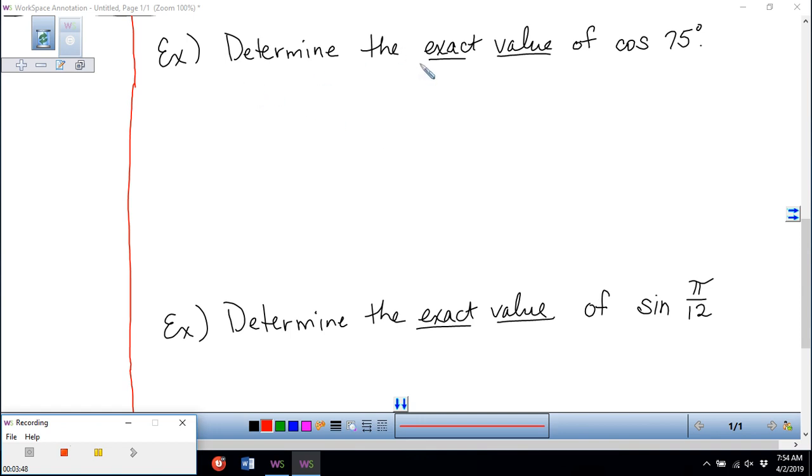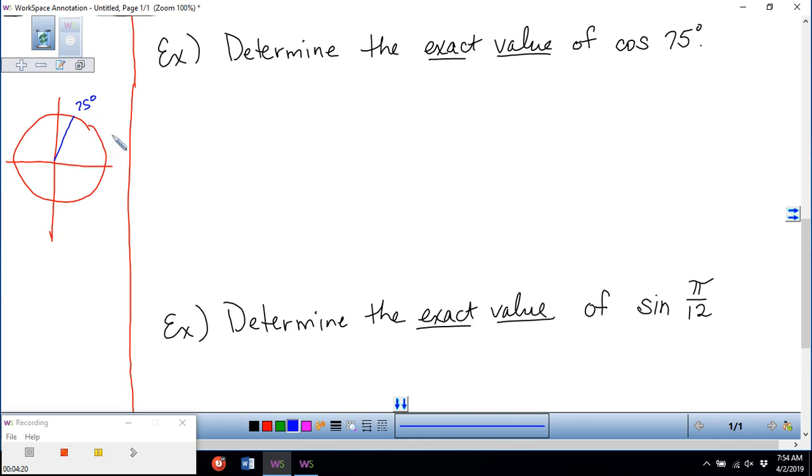First example, we want to determine the exact value of cosine of 75 degrees. Now, when we talk about finding the exact value, that means we need to use our unit circle to help us find the exact value of the cosine of 75 degrees. So the first thing I'm going to remember is that 75 degrees is in the first quadrant. So on my unit circle, 75 degrees is going to be located somewhere between 60 degrees and 90 degrees. So 75 degrees would be right here.